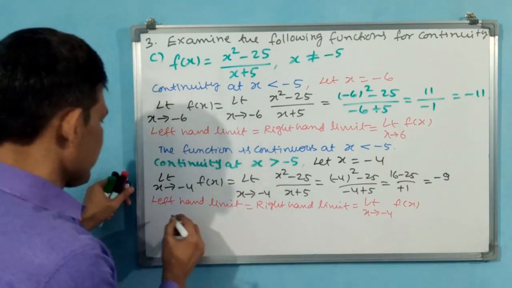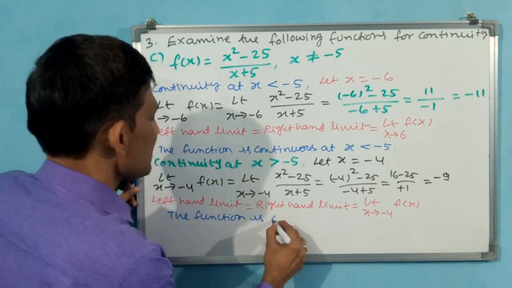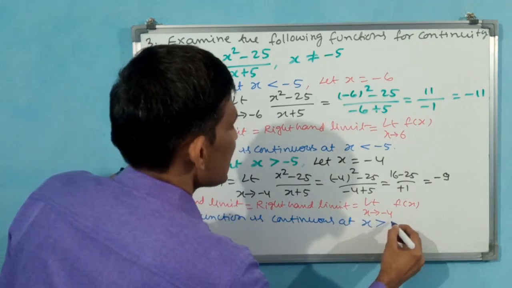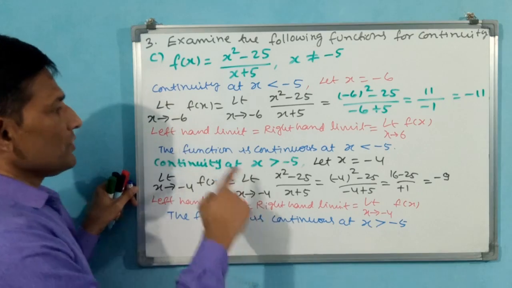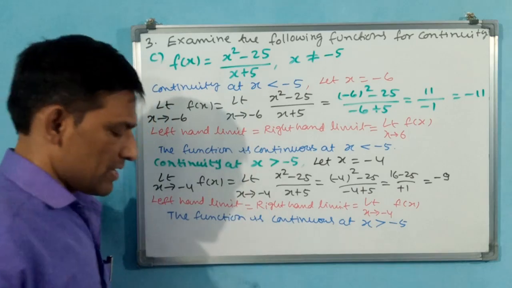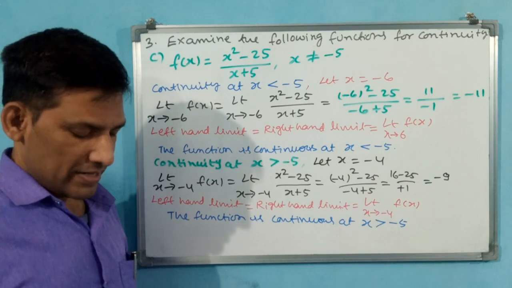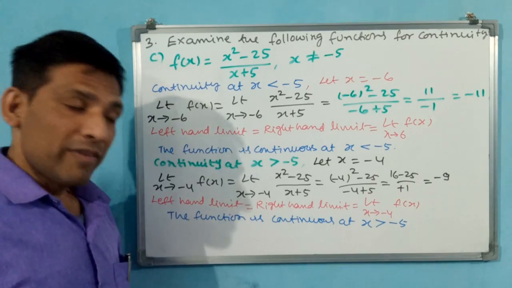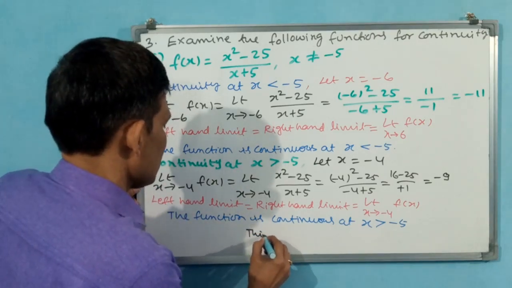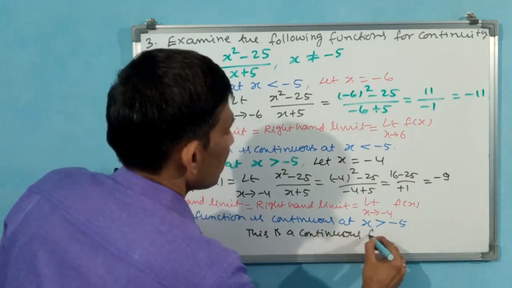The function is continuous at x greater than minus 5. Okay, you see here, the function is continuous at x less than minus 5. The function is continuous at x greater than minus 5. And finally what are you going to write? Finally you are going to write, this is a continuous function. Write down, this is a continuous function.